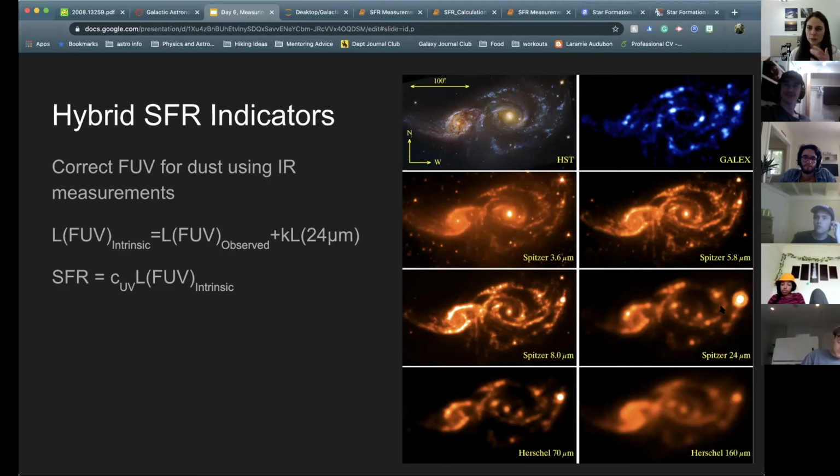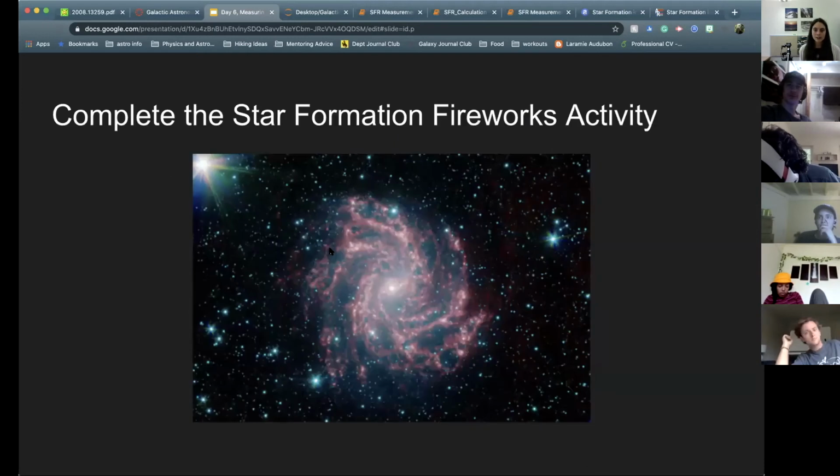We'll talk about this more when we get into the multi-wavelength Milky Way, two weeks from now, but different wavelengths of light represent different things. 24 micron is almost always an indicator of hot dust. So we can add that back. We can add the light that was absorbed by the dust by looking for infrared light emitted by dust that's emitting as a black body. And that's exactly what we're going to do.